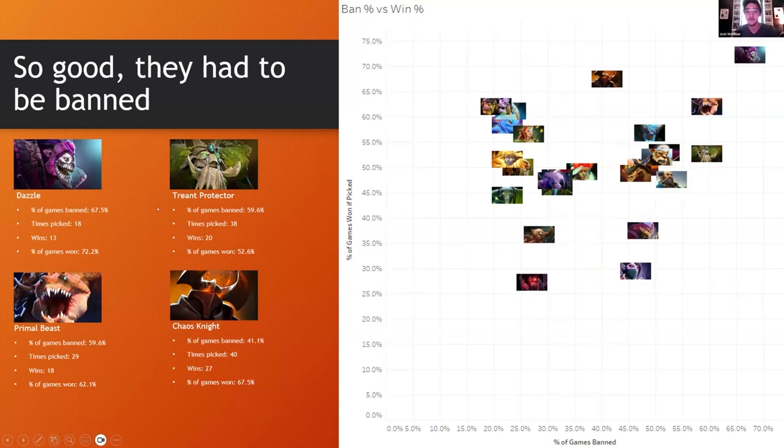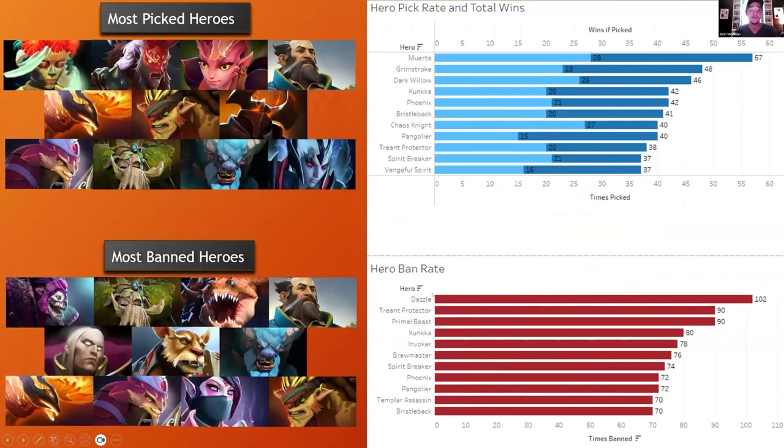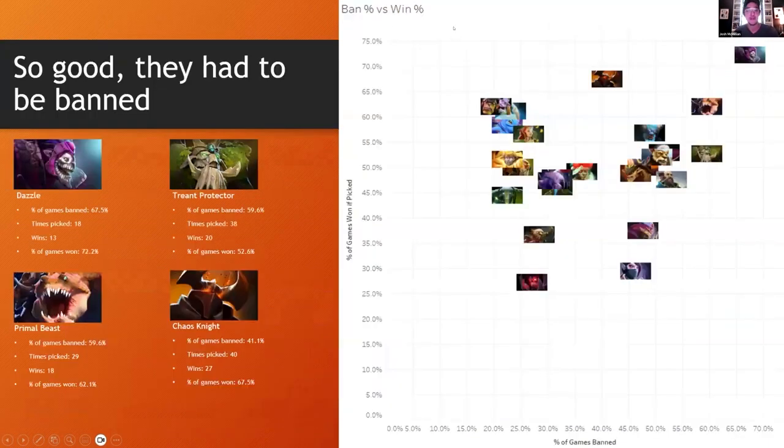As we saw in the last slide, Dazzle, Treant Protector, and Primal Beast were the three top banned heroes in the game. And if we look at the scatter chart, we can see that they are all three at the extremes of this scatter plot. For instance, Dazzle was banned in 67.5% of all games throughout the tournament. And in the 18 that he was able to take part in, he sported a 72% win rate, which is just insane by Dota 2 standards.